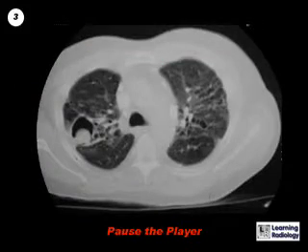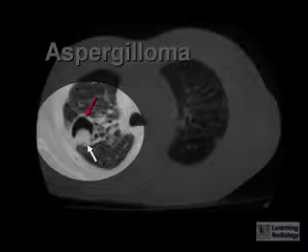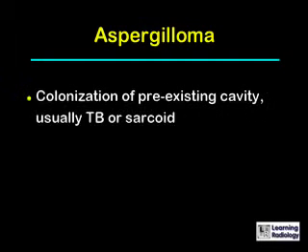Here is the next case. Pause the player. You'll notice that there is a soft tissue density, denoted by the white arrow, inside of a pre-existing cavity, denoted by the red arrow. This is an aspergilloma inside of a previous tuberculous cavity.